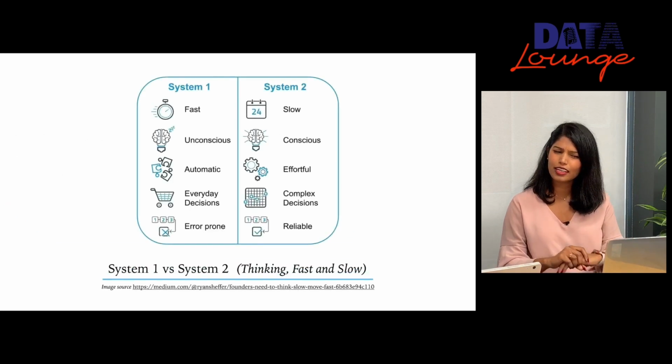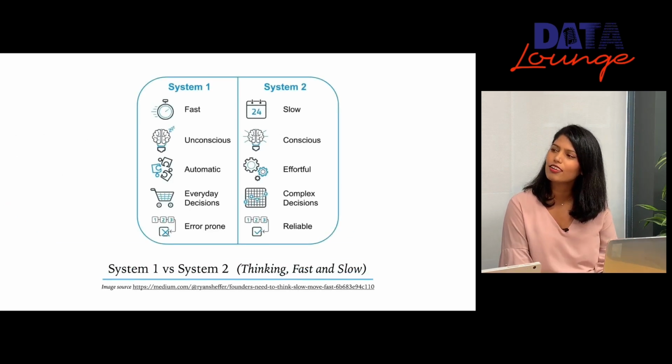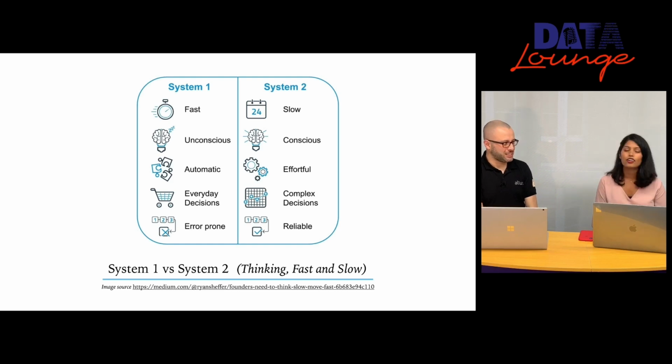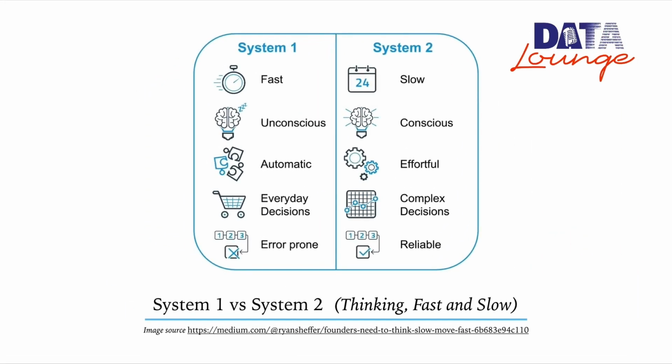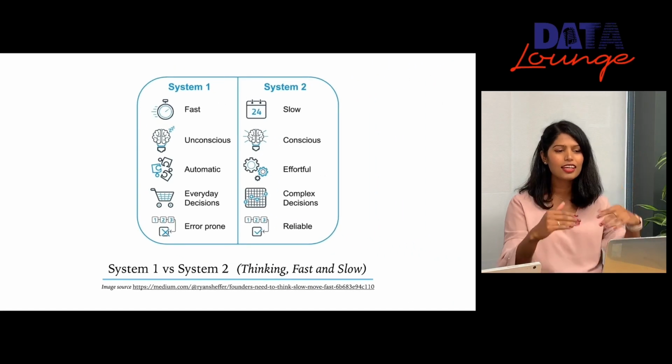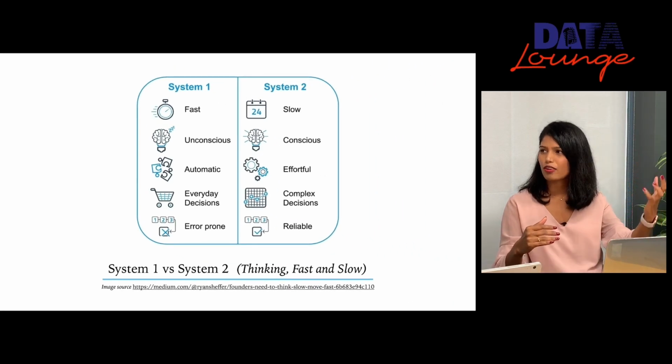Have you come across a book called Thinking, Fast and Slow? I would recommend that book. It's a really good book. What the book says is there are two systems, system 1 and system 2. System 1 is fast and system 2 is slow. It's basically the unconscious and conscious brain.